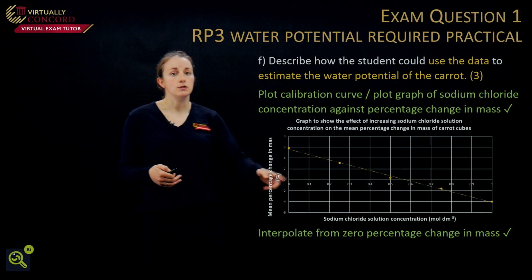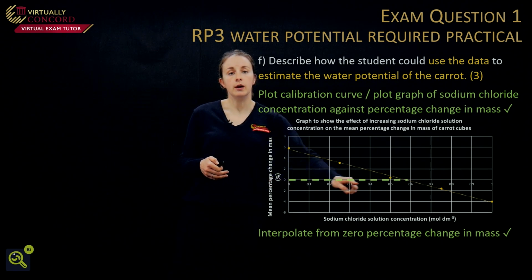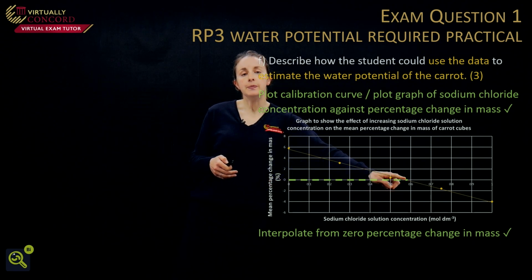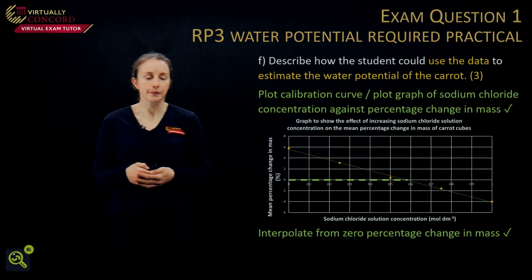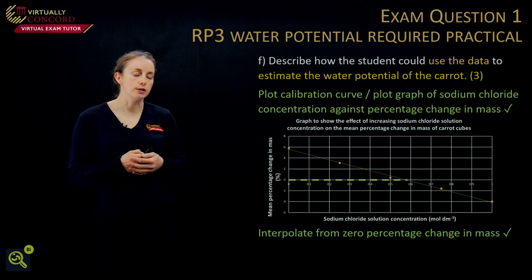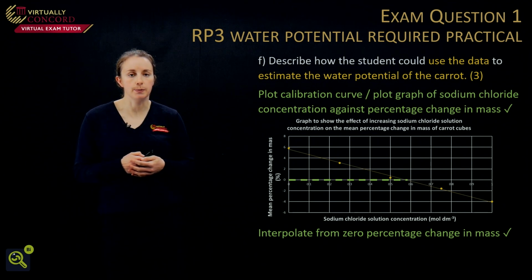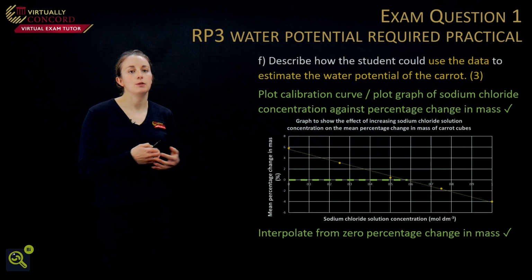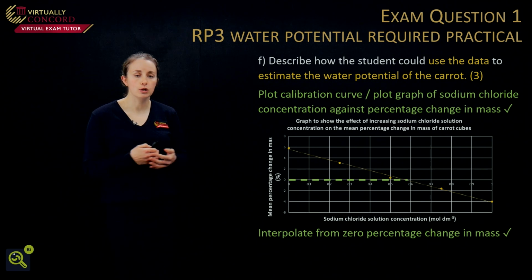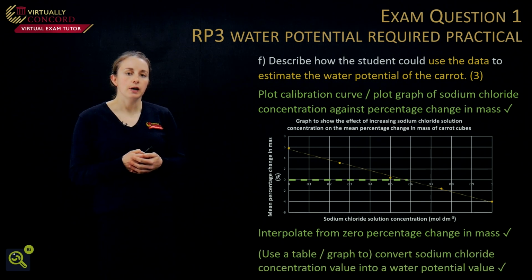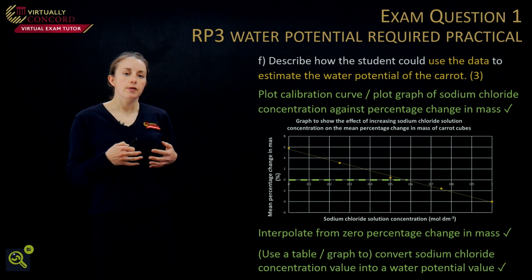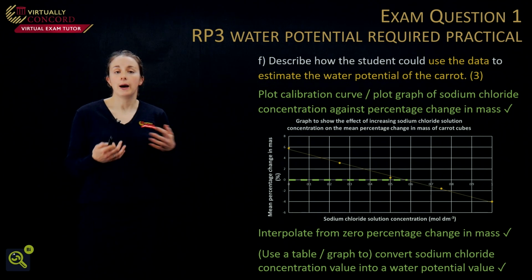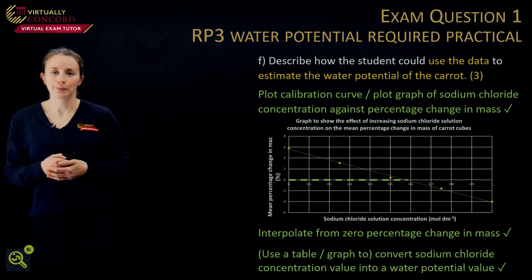And you can then use that to interpolate from 0% change in mass. All we mean by that is read across from 0 until we hit the line of best fit, and then you read off the point that line of best fit hits to read off your sodium chloride solution concentration. And that is the sodium chloride concentration that relates to 0% change in mass. But that is just a sodium chloride solution concentration. It is not water potential. So a really important final step is to find a table or graph online to be able to convert that sodium chloride concentration back into a water potential value.